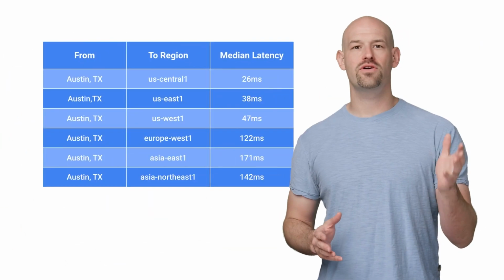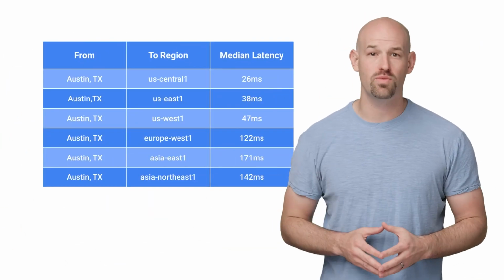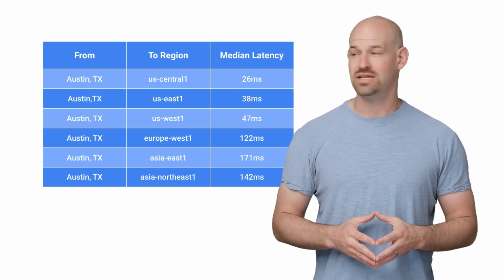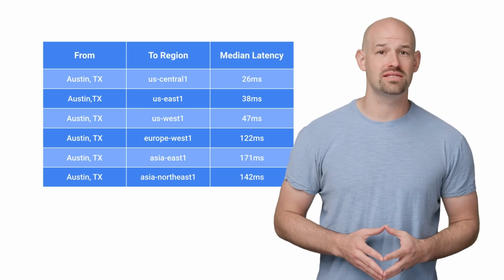To get a sense of this behavior, I set up an instance in each GCP region and pinged them from my desktop machine here in Austin, Texas, about 100 times. As expected, the farther away the instance is, the worse the latency to it. But I'm just one data point.